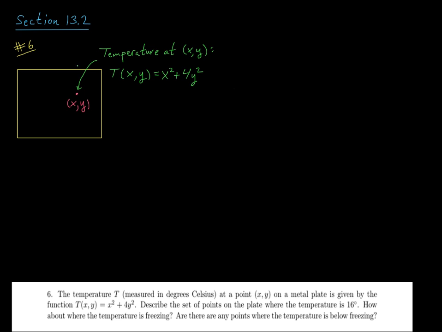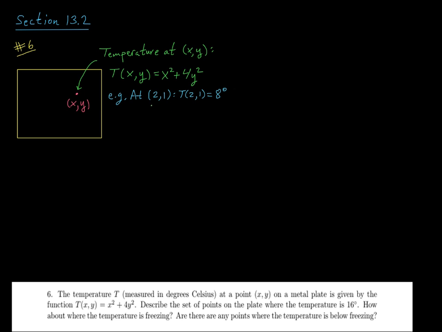Okay, so up above here, I have a picture of our setup. So we have some metal plate, and the temperature varies at different locations in the plate. And to measure the temperature at a given location, we simply plug the coordinates into the temperature function. As an example, let's say I am at the point (2, 1). To measure the temperature at this location, just plug (2, 1) into your temperature function, and you're going to get 4 plus 4, which is 8 degrees Celsius at that location.